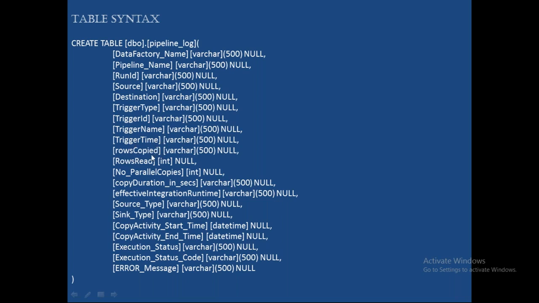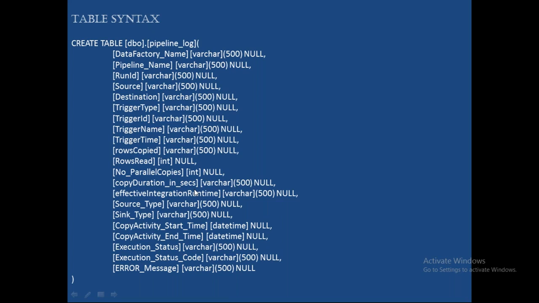Next, rows copied, the number of rows written; rows read, the number of records read from the source. Parallel threads, the number of parallel copies. Copy duration in seconds means the time it has taken to copy data from the SQL database to the blob store. The effective integration runtime, same as before: what type of IR we have used. Source type means whether your source is Azure SQL database or blob storage. My source is Azure SQL database. This Azure SQL database data I am moving into blob storage, so the sink type is going to be blob.